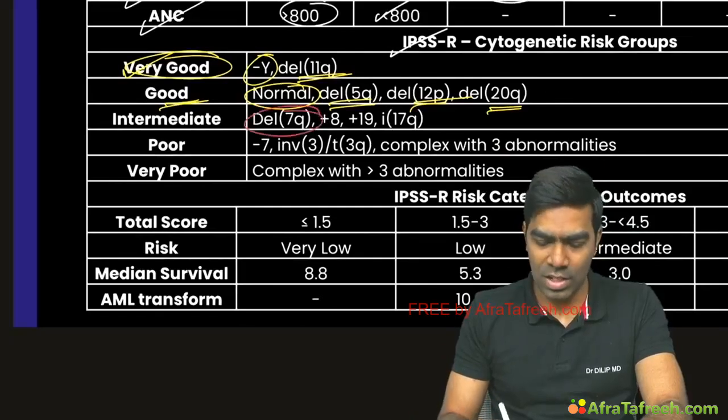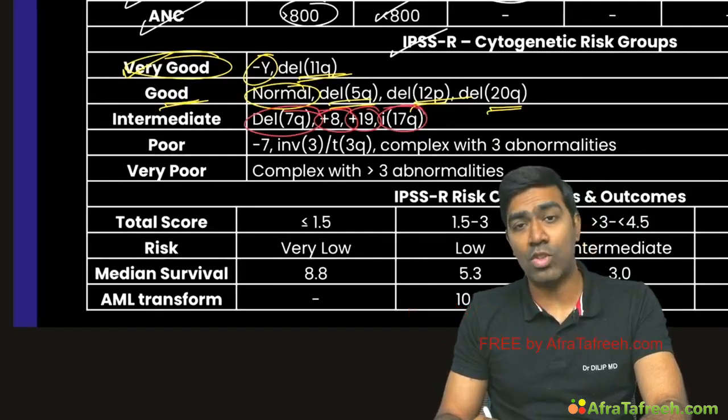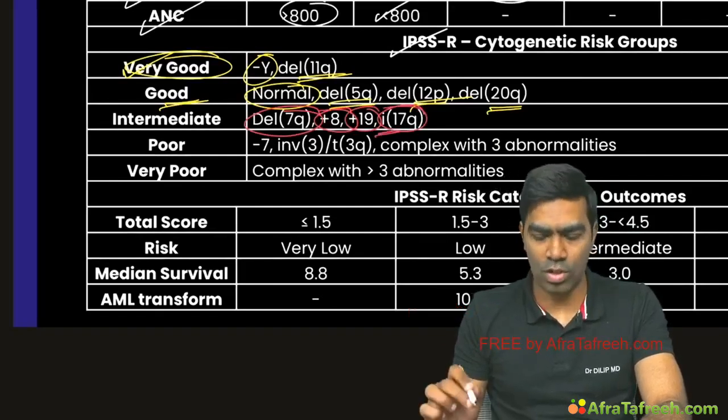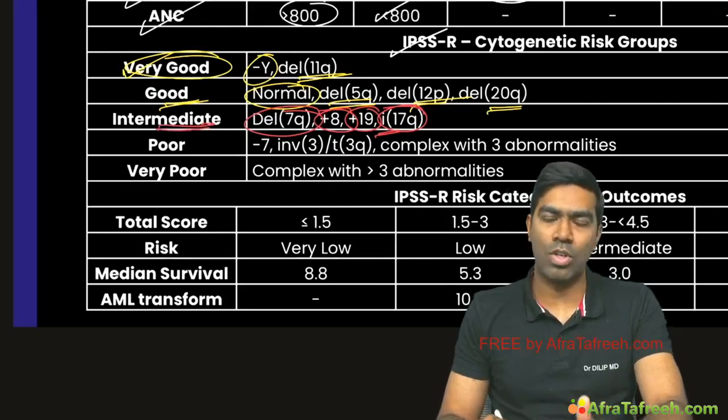Whereas 7q deletion, trisomy 8, trisomy 19, and isochromosome 17q, where i stands for isochromosome, are associated with intermediate prognosis, not good, not bad.